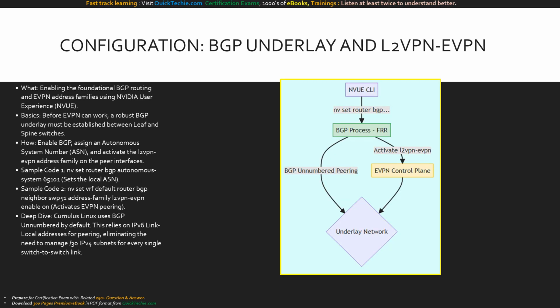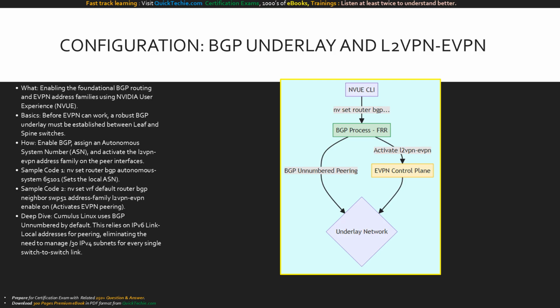Now we move to the actual configuration on slide 4. We use NVUE, the NVIDIA User Experience CLI. Before EVPN can function, you must build the underlying BGP network. How do we do this? First, we assign an autonomous system number. Looking at the sample code, we type nv set router bgp autonomous-system 65101.